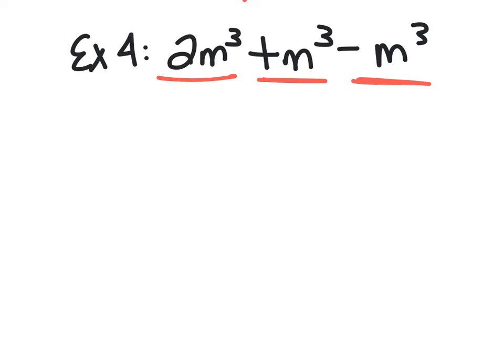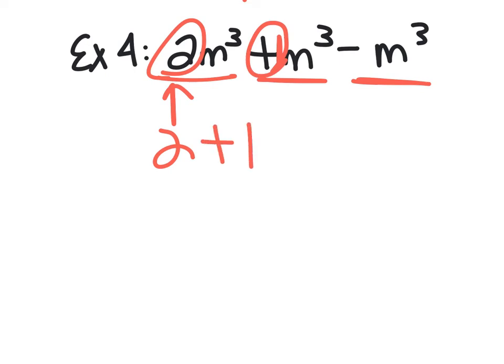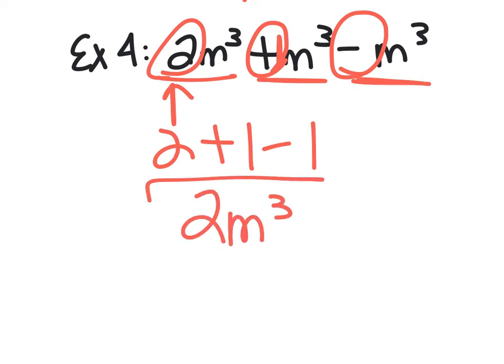So now what's kind of weird here is that we don't have numbers. We've got 2, and then we've got a plus 1, and then a minus, you got it, minus 1. So put this in your calculator, add it however you want. 2 plus 1 is 3, 3 minus 1 is 2. So we end up with 2m cubed. And that's our final answer. They were all like terms. Like terms, again, have the same letters to the same exponents.